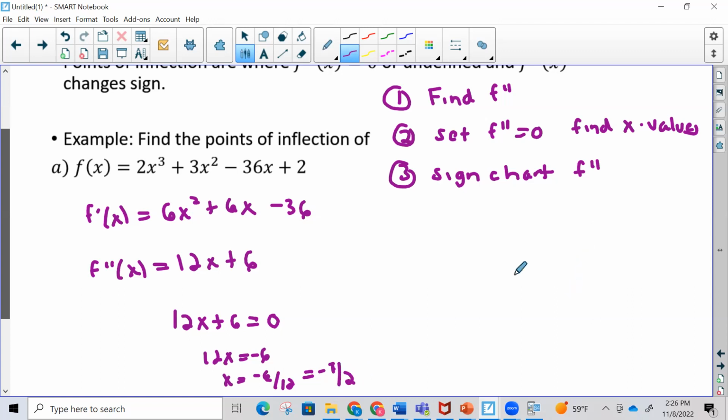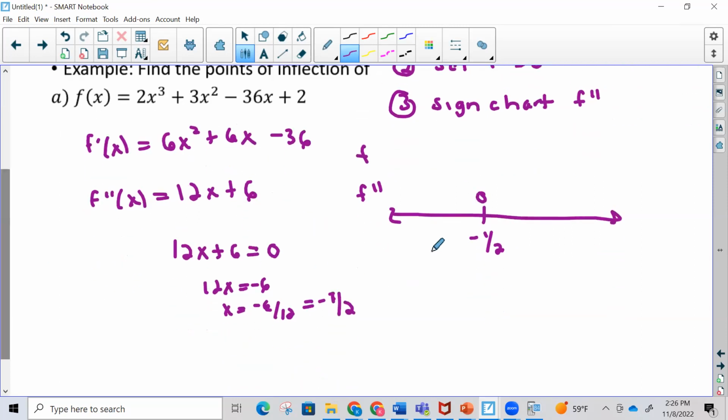Then we make our sign chart. So we draw our number line and we put our negative 1/2 on it. And that's f double prime and f. So we're looking at the relationship between the second derivative and the original function, which will help us figure out the concavity and if there's any points of inflection. So then we test points in these intervals. We want to test one point that's less than negative 1/2 and one point that's more.